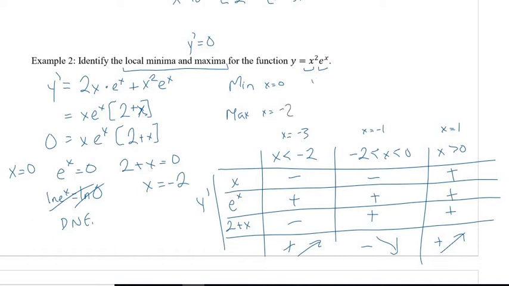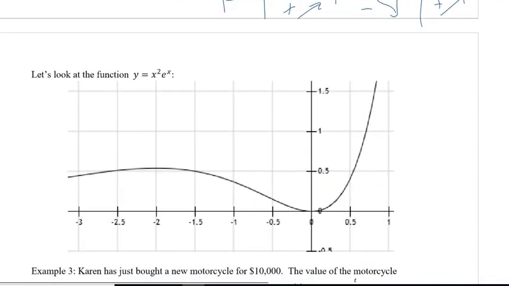And to find the y values, we just plug them in. So y equals 0 squared times e to the 0, which equals 0. And then for -2, we get -2 squared times e to the -2, and that's going to work out to somewhere around 0.54. So we have the coordinates for our minimum and our maximum, and we can plot those on a graph, which we see down here. We have -2, 0.54.